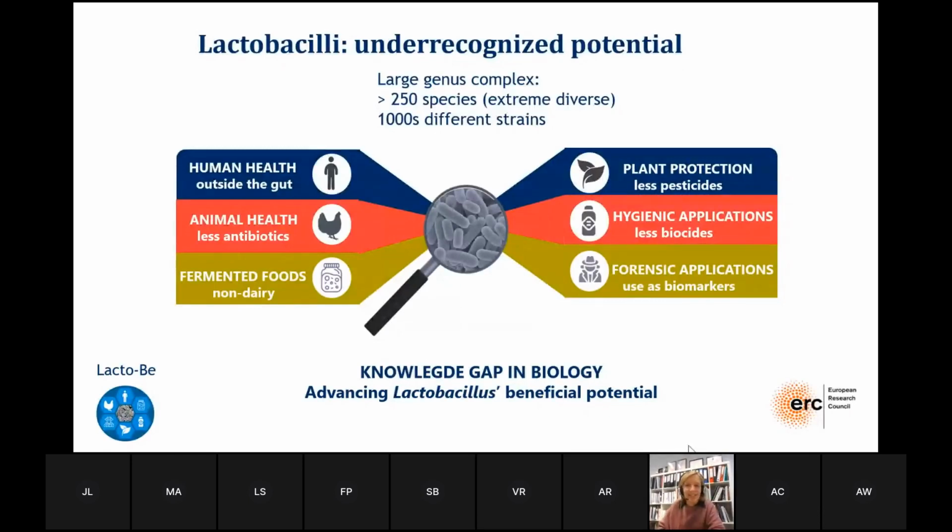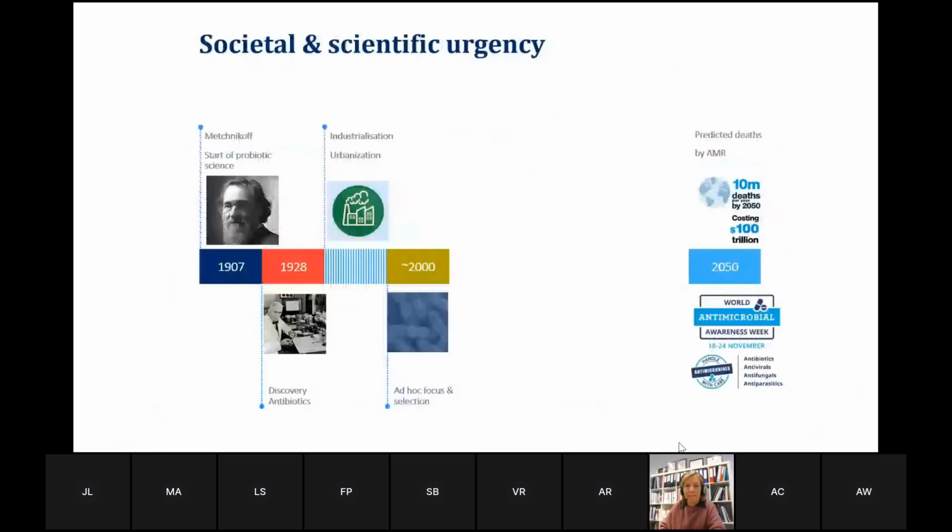And we also believe that genomics and also the natural biodiversity that is present is really an important tool to overcome this knowledge gap. Yesterday, the World Antimicrobial Awareness Week started, and in this week it's also important to highlight that lactobacilli have the potential for the development of alternatives for antibiotics. Actually, the field started more than 100 years ago, and Mechnikov, a Nobel Prize winner, already strongly believed in the potential of lactobacilli and lactic acid bacteria for certain health-related applications.